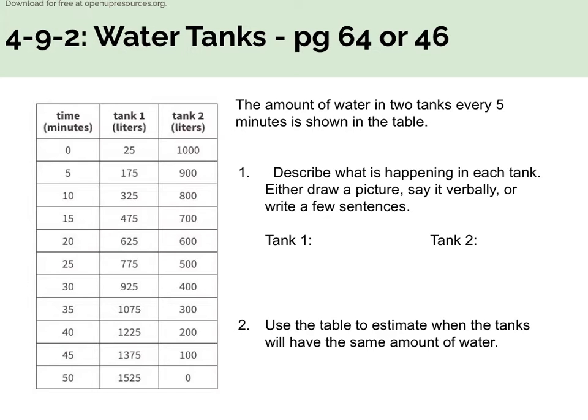All right, let's look at this table. We're on page 64 or 46. Should look like this. We have a table with time and then tank 1 and tank 2. It says the amount of water in 2 tanks every 5 minutes is shown in the table. Describe what is happening in each tank. Either draw a picture, say it verbally, or write a few sentences. So look at tank 1, figure out what's going on. Look at tank 2, and then figure out what's going on. So go ahead and pause, and then come back to me.